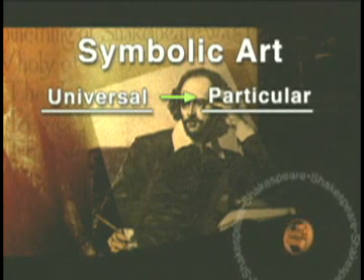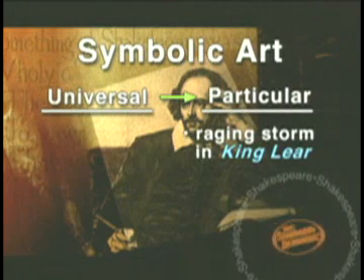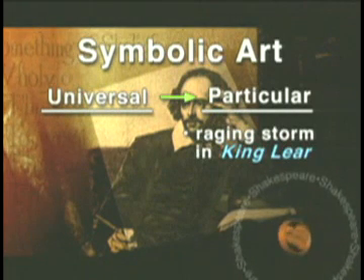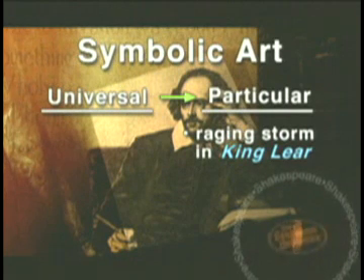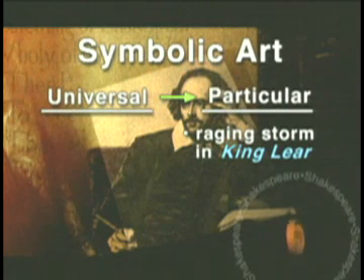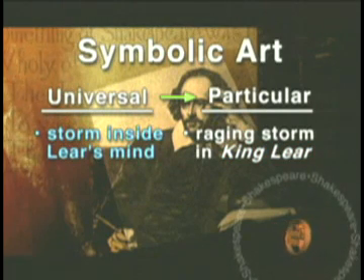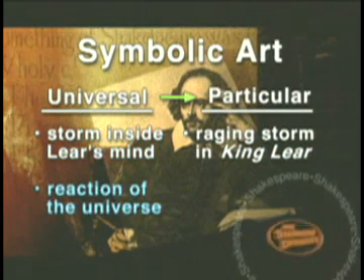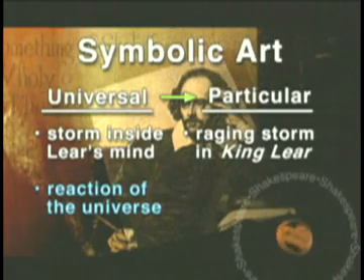How did Shakespeare use such symbolism in his plays? Well, there's that raging storm in King Lear. Okay, it is an actual storm, so that's the particular. Now, in a universal sense, it symbolizes the storm raging inside King Lear's mind, as well as the universe reacting to Lear's violation of moral order. That's symbolism a la Shakespeare.